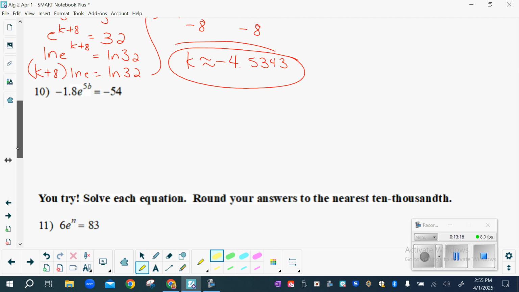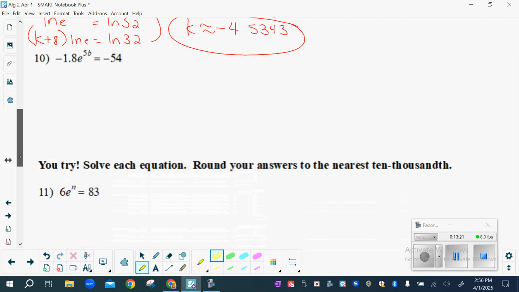Okay, last one. This group up here. Tell me what my first step would be. Divide by negative 1.8. Good. On both sides. Right. And we get 30. 16. e to the 5b. What next? And then you want to do the natural log. Natural log, very good. Natural log of e to the 5b equals the natural log of 30.